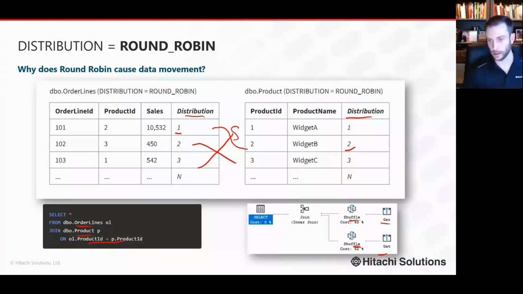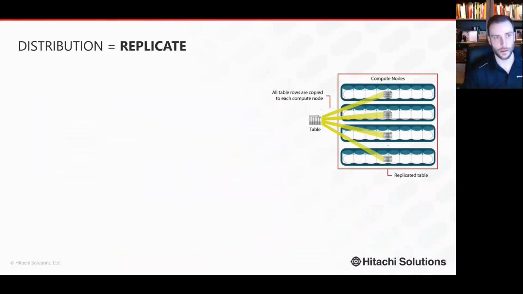And it's estimating that 100% of the query cost is because of that shuffle. And that's bad because that means the data has to be moved from distribution to distribution, essentially reorganized, in order to perform the select statement.